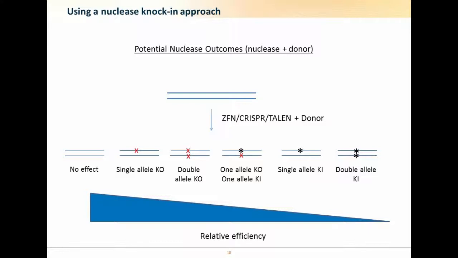And they can be anything from a single allele knockout, a disruption that would occur as if you had not supplied a donor. You can get the double allele knockout. You can get a single allele knockout, a single allele knock-in, which might be what you're looking for, or you could get the double allele knock-in, which is probably the most rare event, but often what people are looking for most. So I'm not trying to knock the technology and say that it doesn't work, but in fact it gets slightly more complex when you introduce a double-strand break.